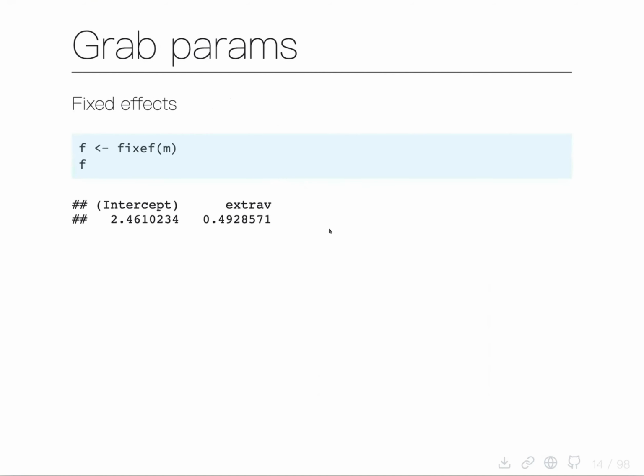So what we're going to do now is make these predictions by hand, by pulling out pieces of the model. I'm creating a thing here I'm calling f, which is fixef. fixef is a function from lme4 that says give me the fixed effects coefficients from the model that I fit, m. Okay, and I get these 2.